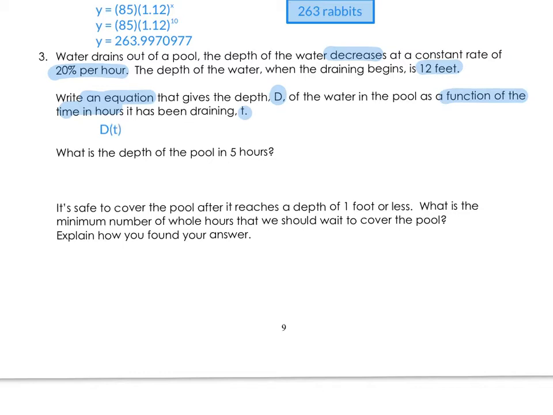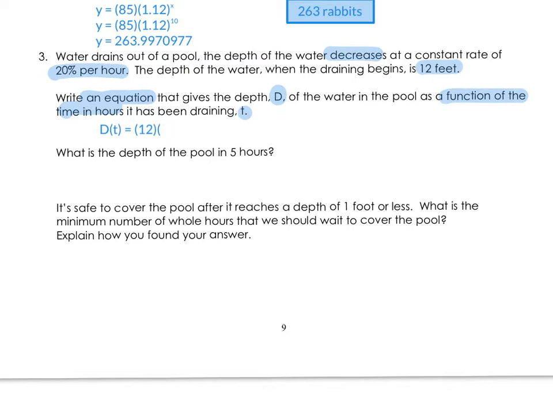They told me to use d and write it as a function of time, so d of t equals. Then I know this is exponential because it's a constant rate of 20% per hour, so we're multiplying. That means that I need to put in my y equals ab to the x power equation that we wrote up above, exponential function. So the initial value, how much is it starting off at? Well, it's starting off at 12 feet.